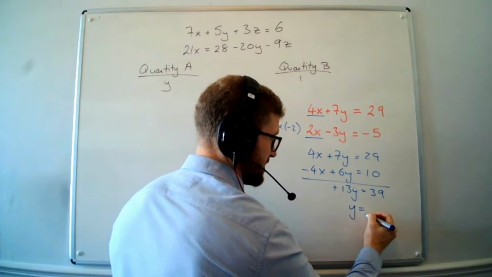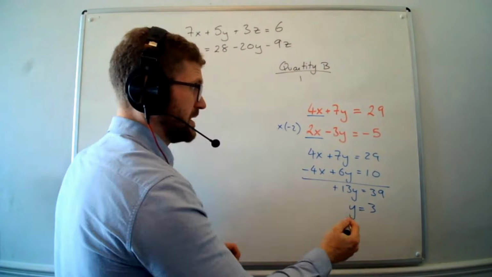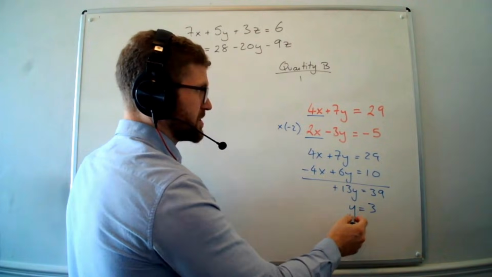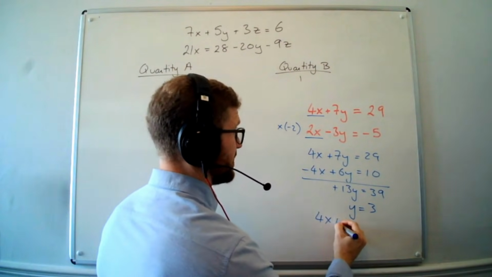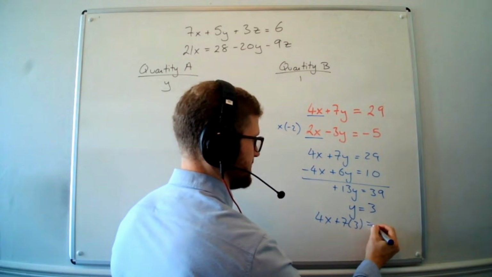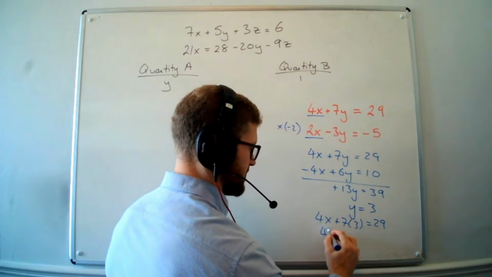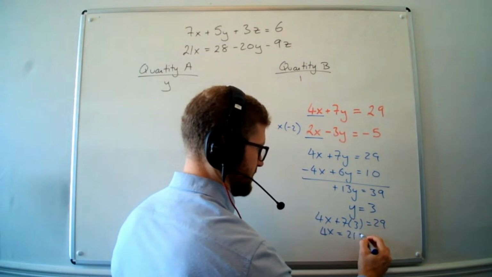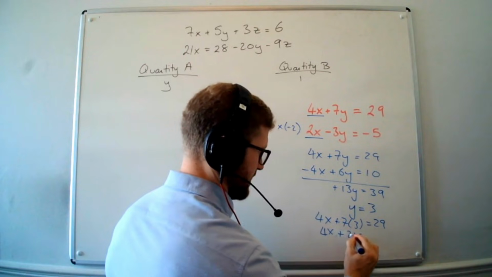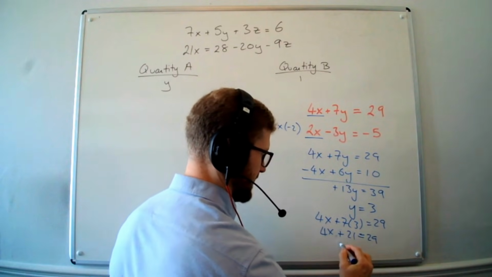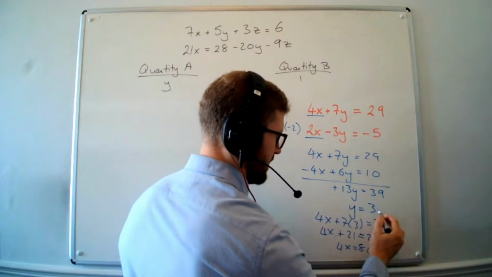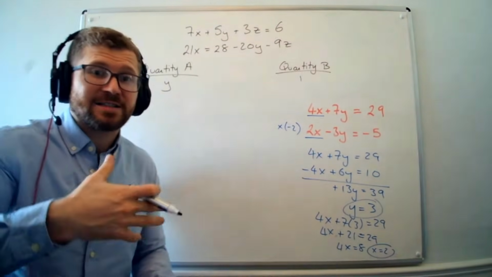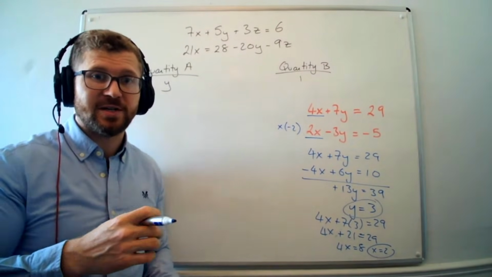Divide both sides by 13. That'll give me y equals 3. And I can substitute that y equals 3 back into that top line. So I would have 4x plus 7 times 3 is equal to 29. So 4x is 21. Sorry, 4x plus 21 equals 29. 4x equals 8. And that would give me x equals 2. There's my 2 solutions. That's how I would go about dealing with simultaneous equations.